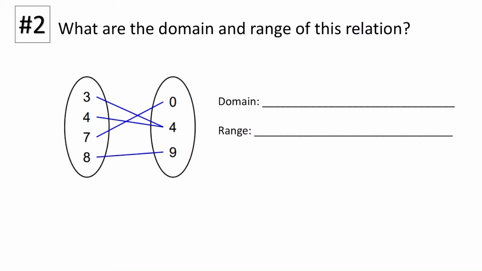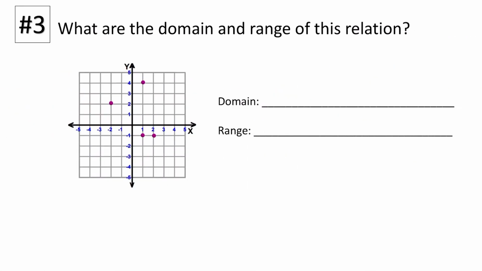So now we need to identify the domain and range of this relation. Remember that in a mapping diagram, the left side will be X and the right side will be Y. So the domain will be all of the values on the left side, which are 3, 4, 7, and 8. And the range will be all of the values on the right side, which are 0, 4, and 9.